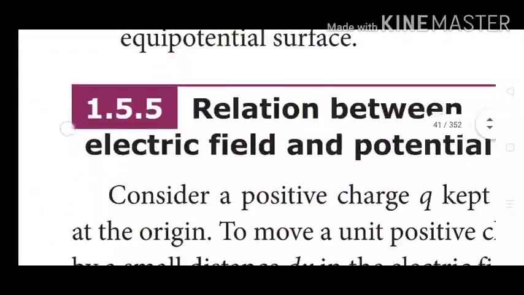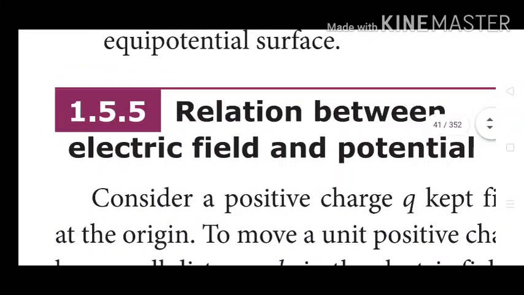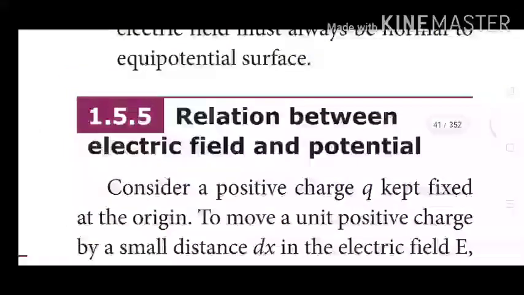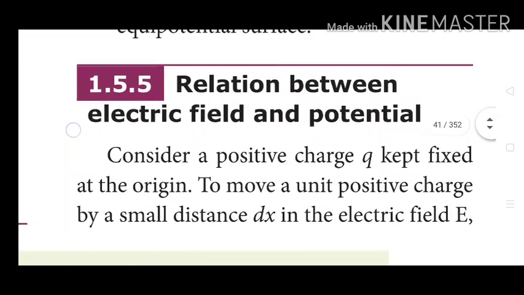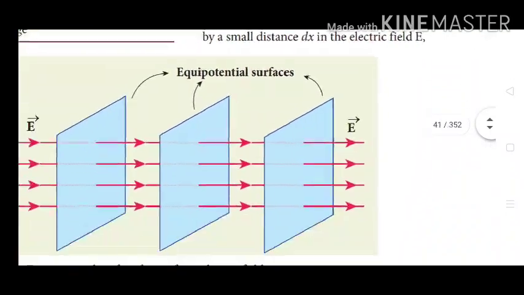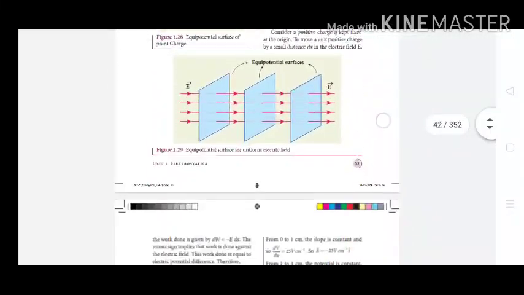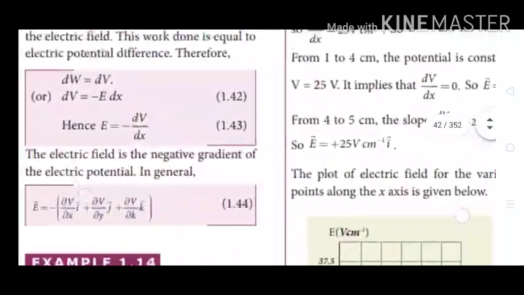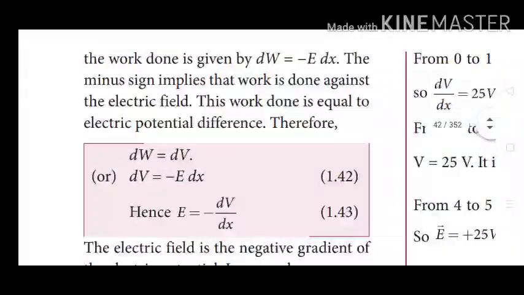The next topic is a very important, 1 mark topic: the relation between electric field and potential. Consider a positive charge q kept fixed at the origin. To move a unit positive charge by a small distance dx in the electric field E, see children, the work done is given by dW equal to minus E into dx. The minus sign implies that work is done against the electric field.